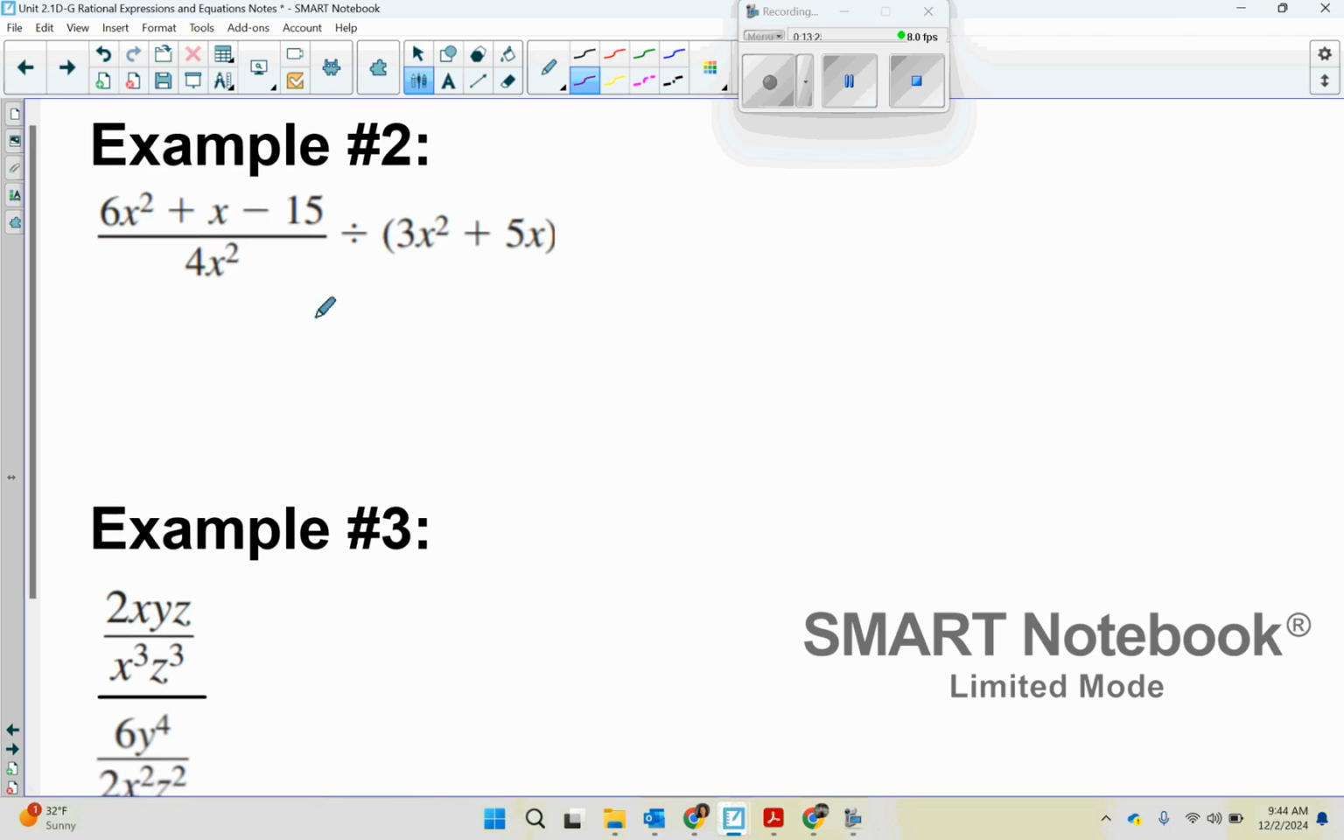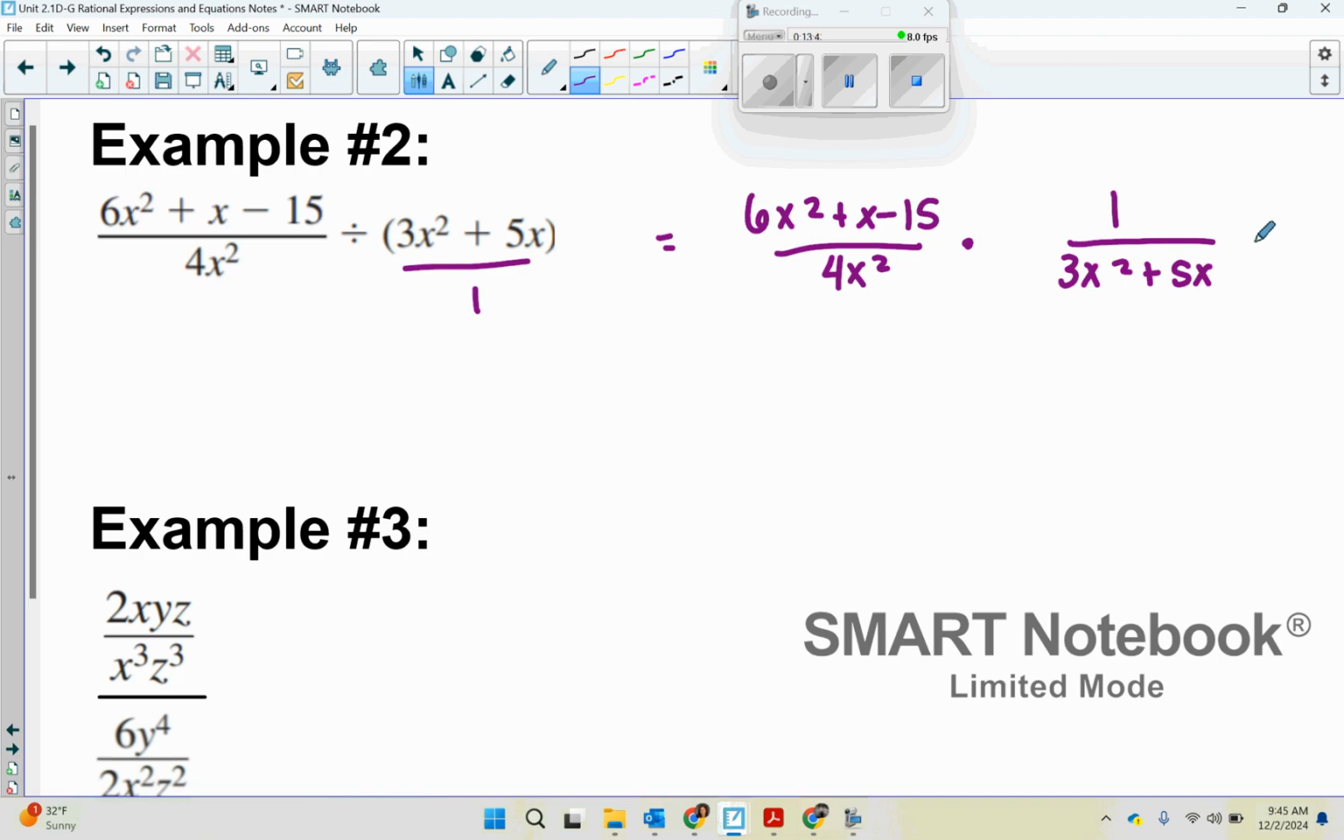Example 2. So I'm going to start by immediately keeping, changing, and flipping. So keep the first fraction. Rather than dividing, I'm instead going to multiply, remember it's over 1, by the reciprocal. So 1 over 3x squared plus 5x. And then going to factor what I can. Okay, so see if there's a GCF. There is not.